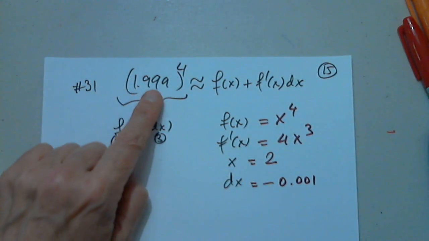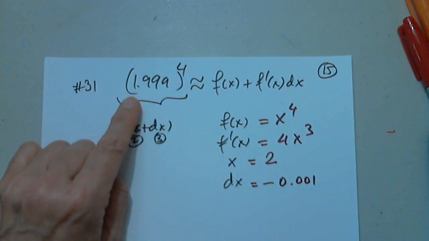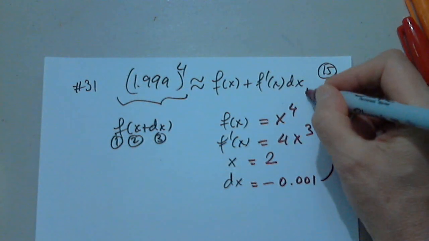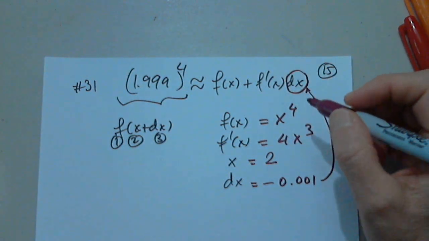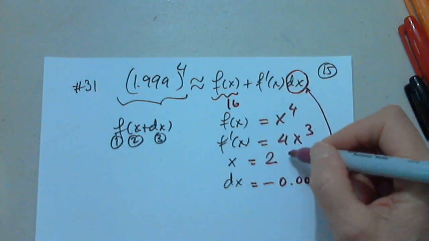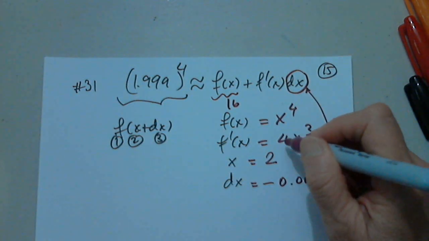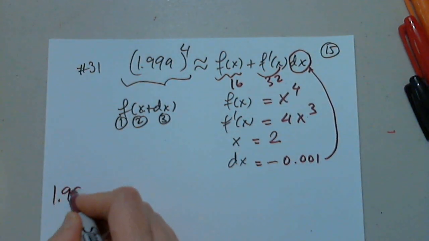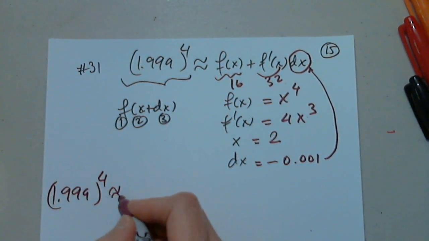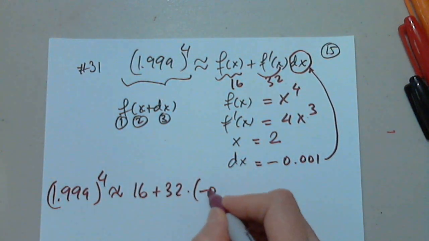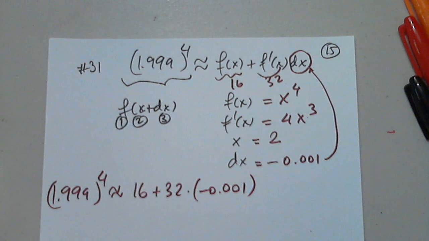Nobody wants 1.999. Everybody wants 2. But there is a minor error of negative 0.001. So this piece is your dx. X to the 4th will be 2 to the 4th, which is 16. This will be 8 times 4, which is 32. So you're done. So 1.999 to the 4th power is approximately 16 plus 32 times negative 0.001.